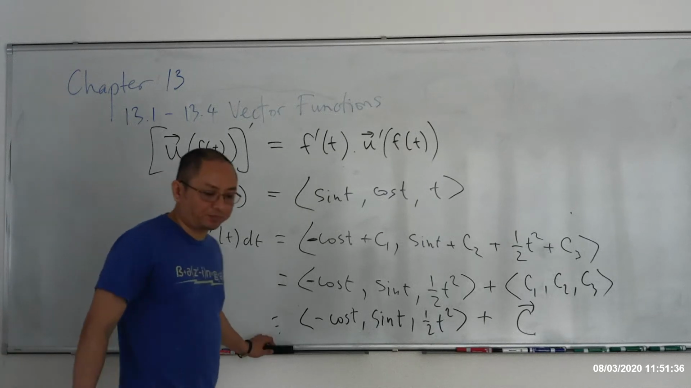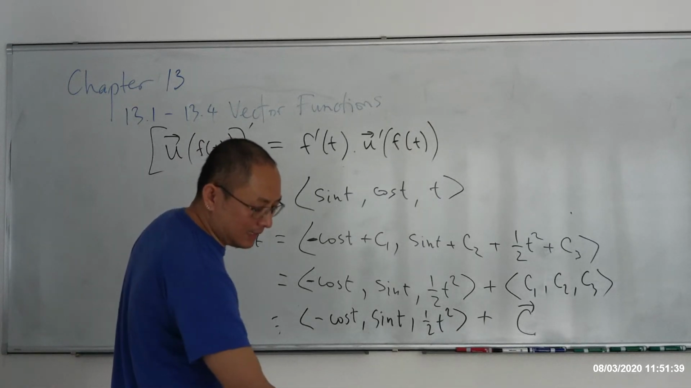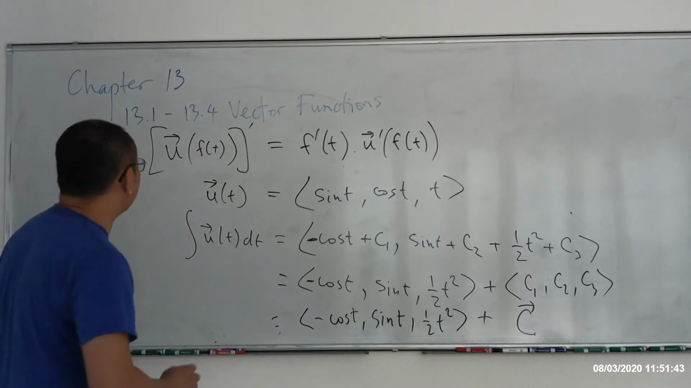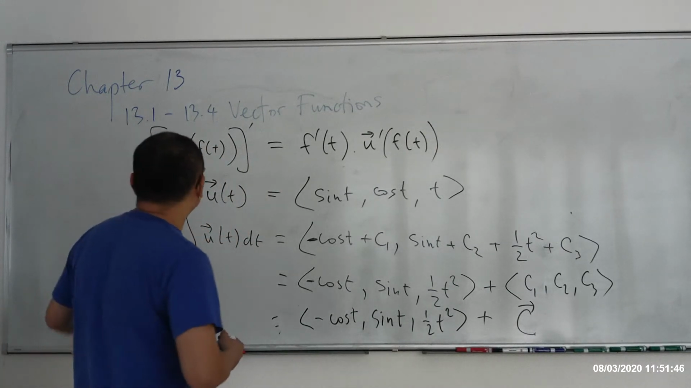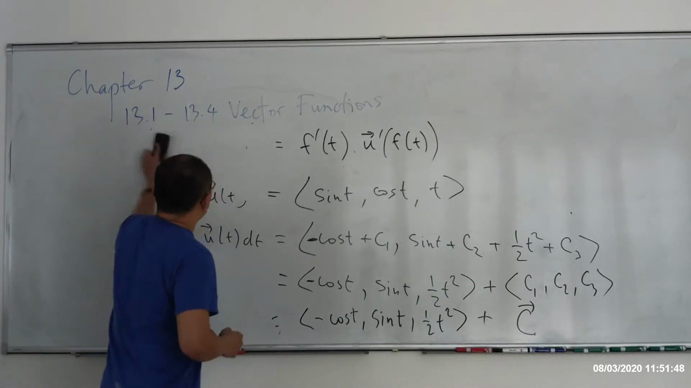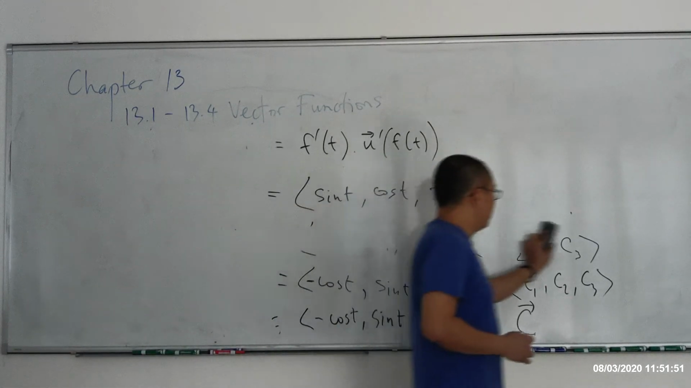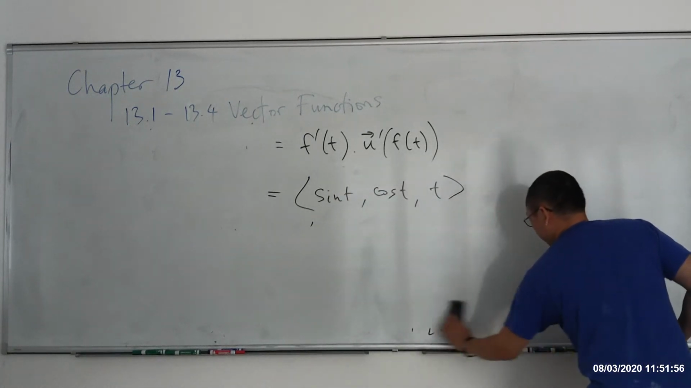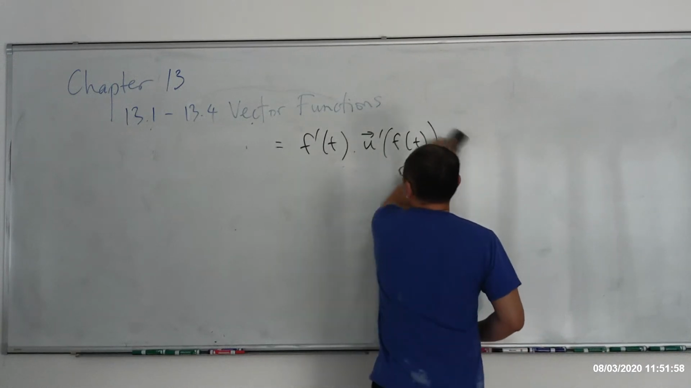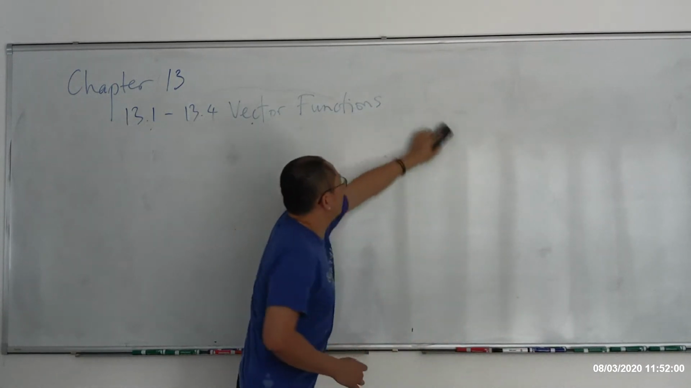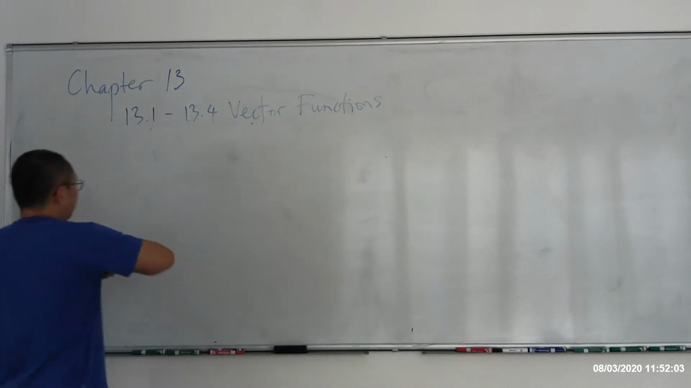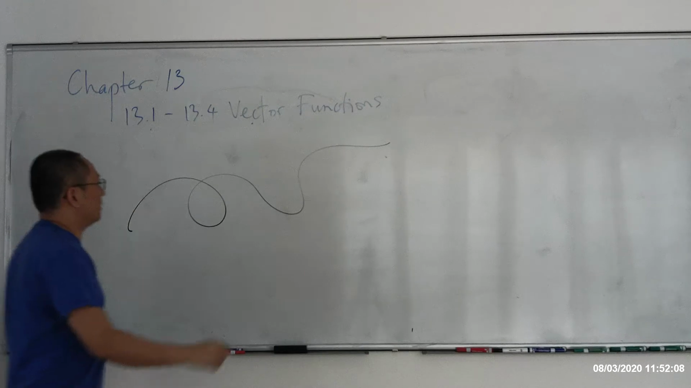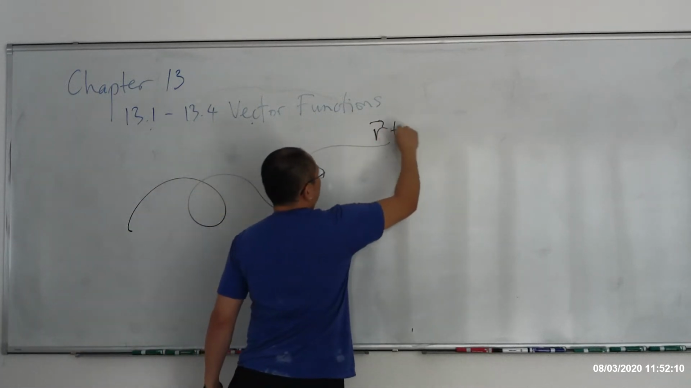All right. And that is the end of the first two sections. Let me move on to some real math in chapter 13. Okay. So in here, the vector function is a short way of representing a curve in three-dimensional space. Okay, this is r of t.